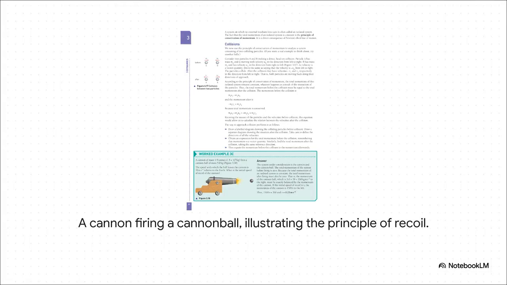Let's look at a classic example, a cannon firing. Before the explosion, the cannon and the cannonball are just sitting there, not moving. So what's their total momentum? 0, right? So according to our golden rule, what does the total momentum have to be after it fires? You guessed it, it's still got to be 0. Let's see how that's even possible.